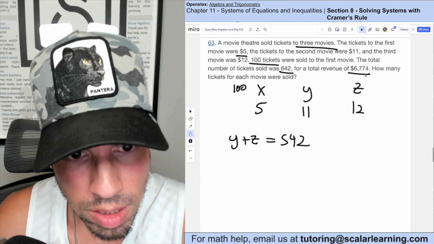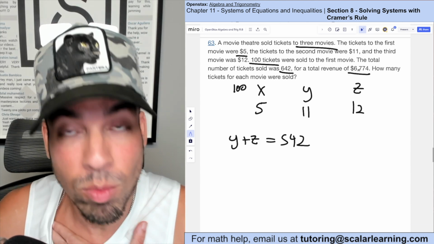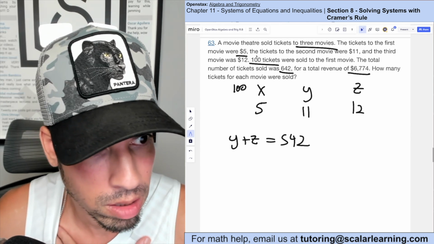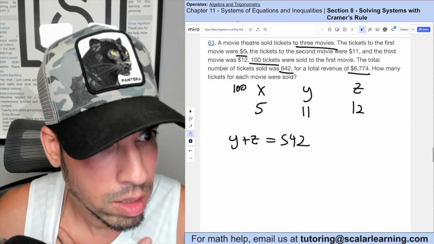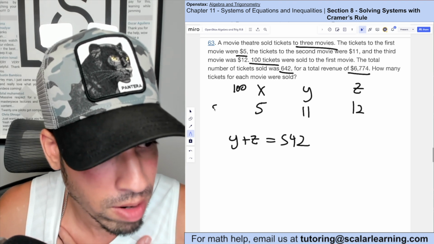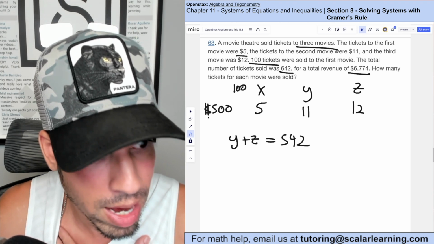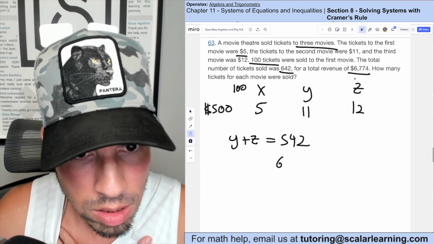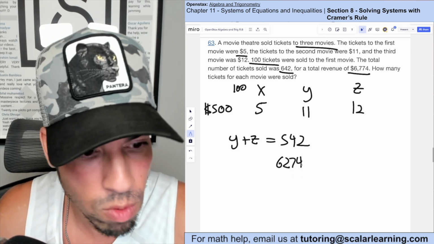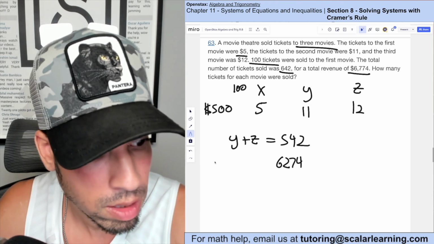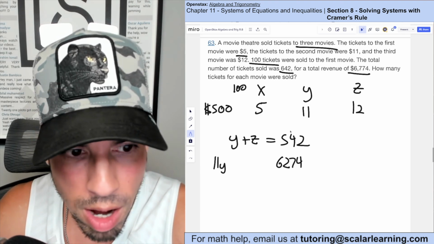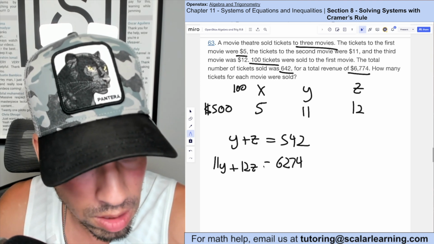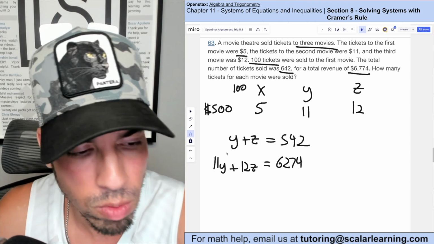Now we can use this to get our last equation. But by the way, again, let's remove X from this amount. And I can do that easily because I know that the first movie, they were $5. 100 times 5 is $500. That's the revenue made for that. So if we remove 500, we have 6274, okay? And this will be the sum of Y, how much we make for Y, right? 11 times Y plus 12 times Z, right? Don't even mess with the X, we already know what it is.